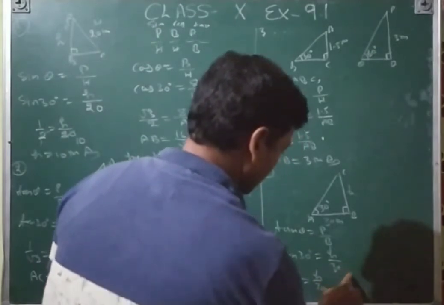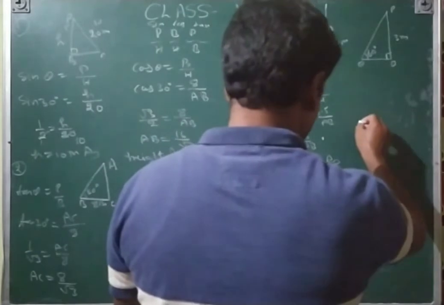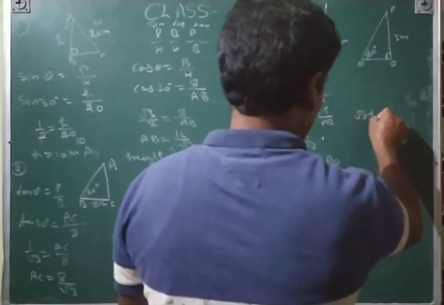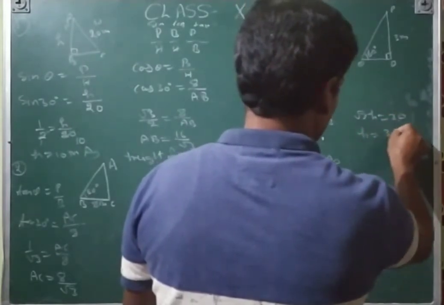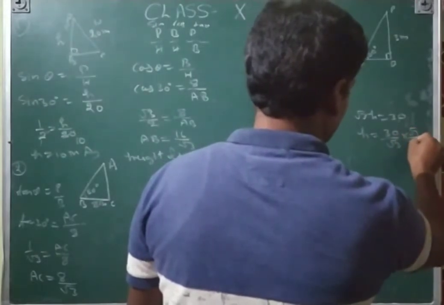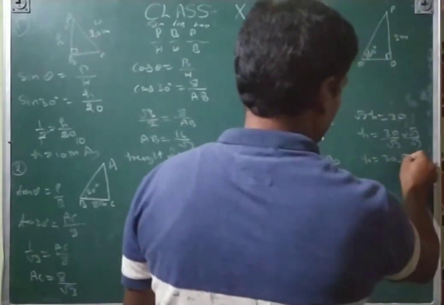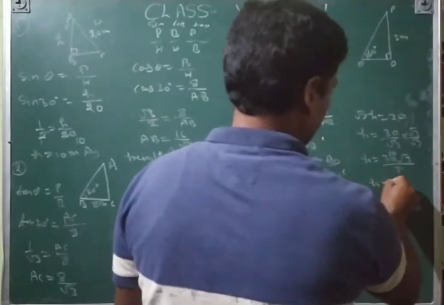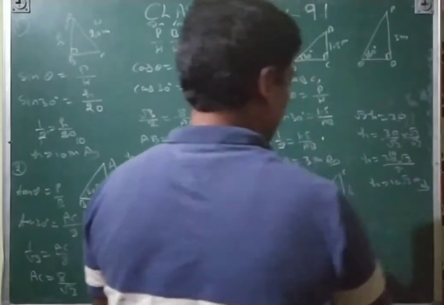No need to write meters in the calculation. By cross multiplying, root 3 h is equal to 1 times 30. So h is equal to 30 upon root 3. By rationalization, h is equal to 30 root 3 upon 3, that is, 10 root 3. So h is equal to 10 root 3 meters. This is the answer.